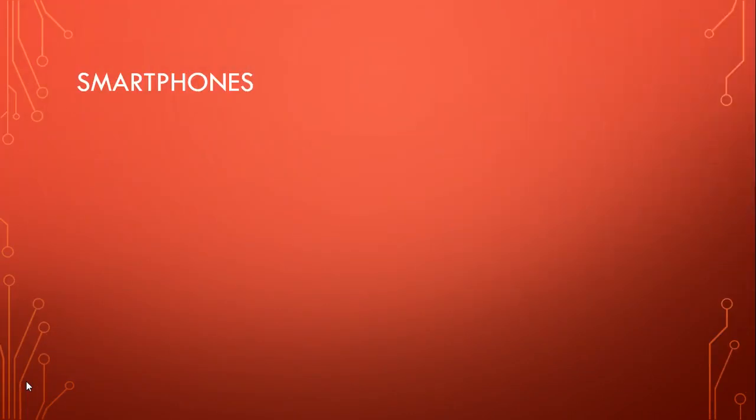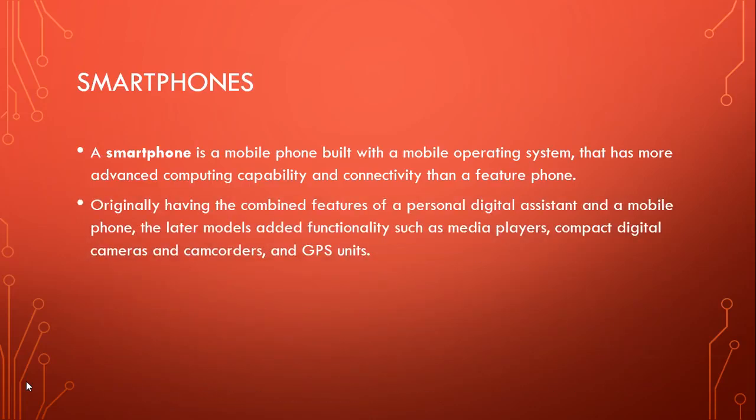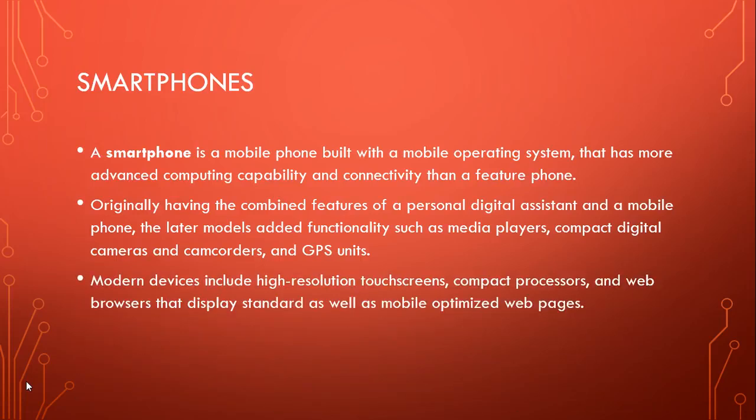All right, our last of the major traditional categories is smartphones. Our definition for a smartphone is a mobile phone built with a mobile operating system that has more advanced computing capability and connectivity than that of a feature phone. Feature phone is things like a slider or a flip phone. Originally having the combined features of things like a personal digital assistant and a mobile phone, later models have added functionality such as media players, compact digital cameras and camcorders, and even GPS units. And of course, that's not even the scope of what smartphones can do today, especially with apps.